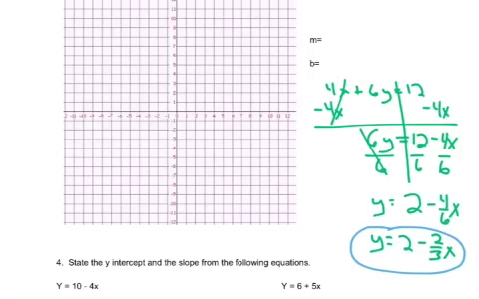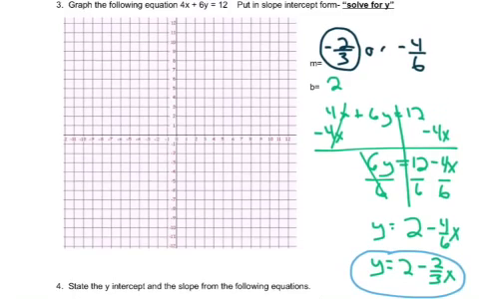So my y-intercept, no matter what, was the positive 2. Remember, it's the number without the x. My slope, remember, my m is the number glued to my x. So in this case, my slope is negative 2/3, or if you wrote it in the other format, it would have been negative 4/6. Like I said, we would prefer to see it in the simplified form.